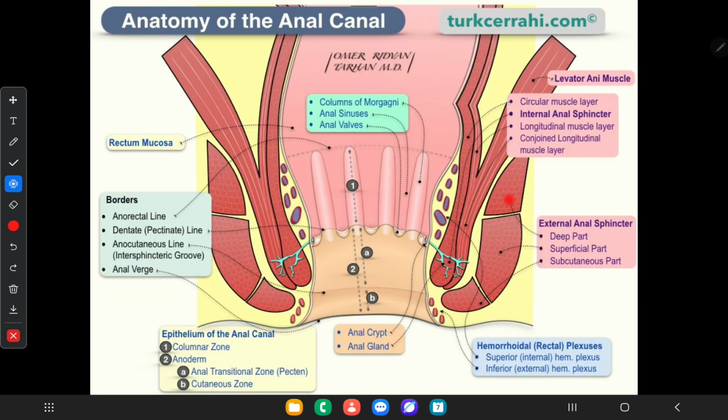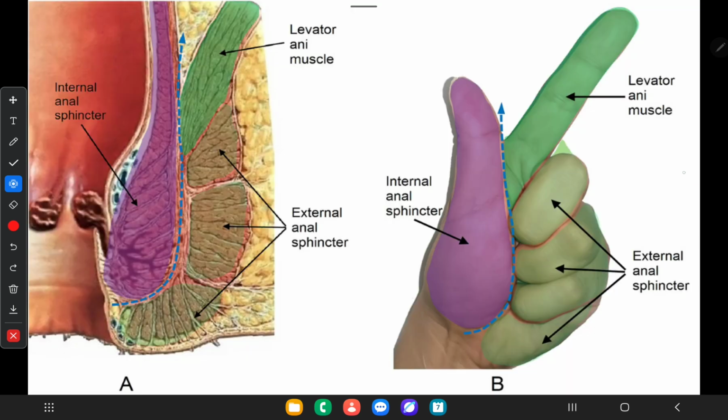Here you can see very clearly the deep part, then the superficial part and the subcutaneous part. The superficial part lies below the deep part and extends up to the intersphincteric groove. That means this part, the superficial part, is the only part of the external anal sphincter which has a bony attachment. Actually, it takes origin posteriorly from the last piece of the coccyx, and it is inserted anteriorly into the perineal body on either side.